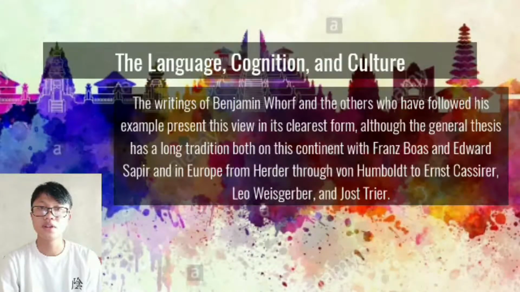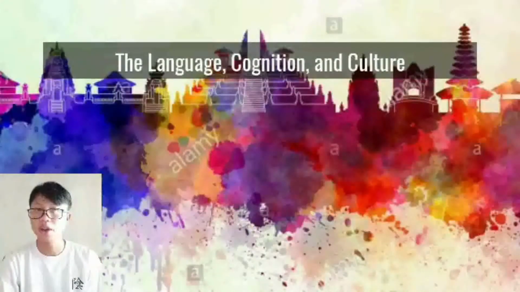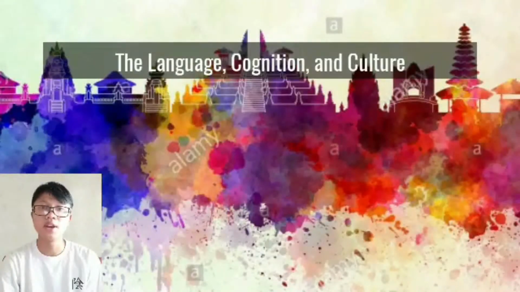Also, the general thesis has a long tradition, both in America, consistent with Boas and Edward Sapir, and in Europe from Herder and von Humboldt to Ernst Cassirer, Leo Weisgerber, and Jost Trier. However, research in this area has been complicated by terminological and methodological confusion and failure to state hypotheses in testable form.